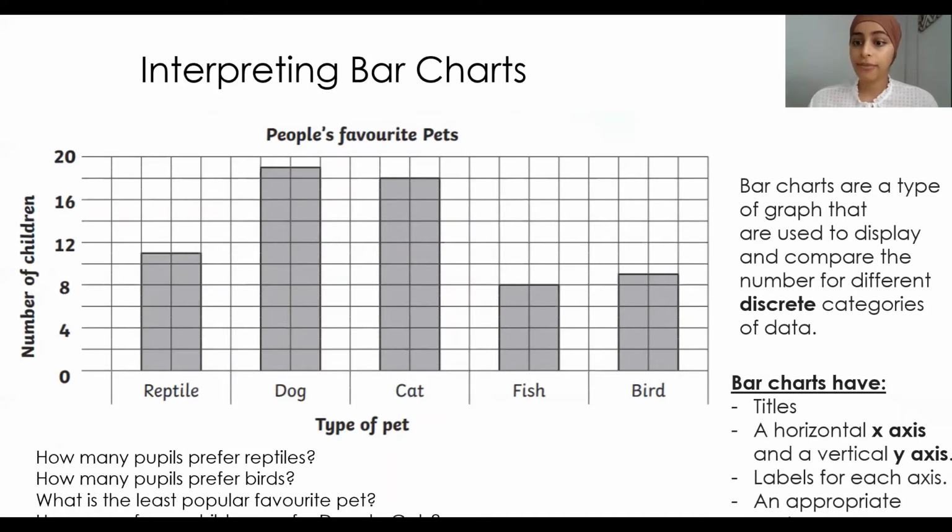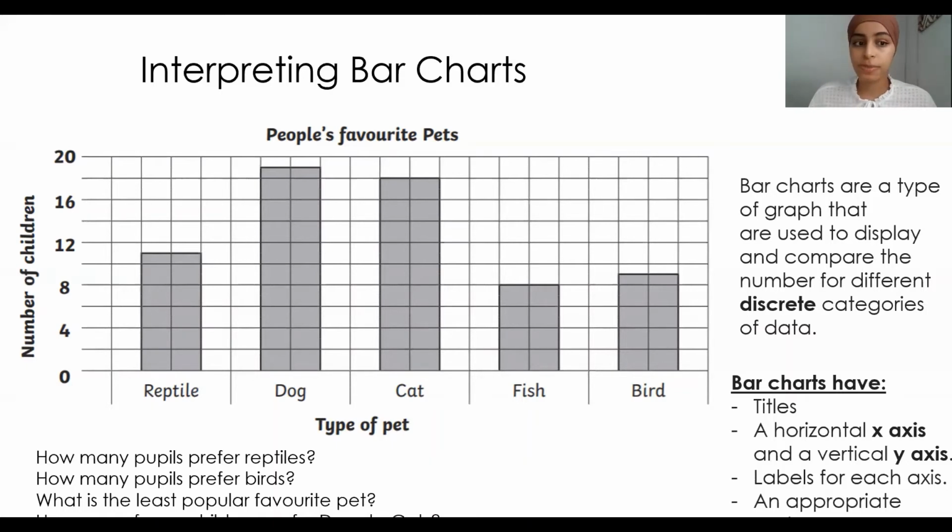Bar charts are a type of graph that are used to display and compare the number of different discrete categories of data. Bar charts usually have a title. So in this case, our title is People's Favorite Pets. They have a horizontal axis that is labeled, and our x-axis is labeled type of pet. So we've got different categories. We've got 5 categories: reptiles, dogs, cats, fish, and birds. And we've got a y-axis with our scale labeled number of children.